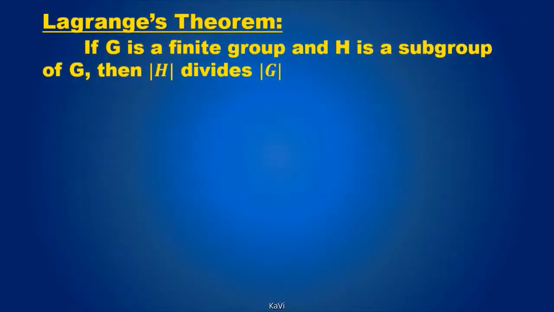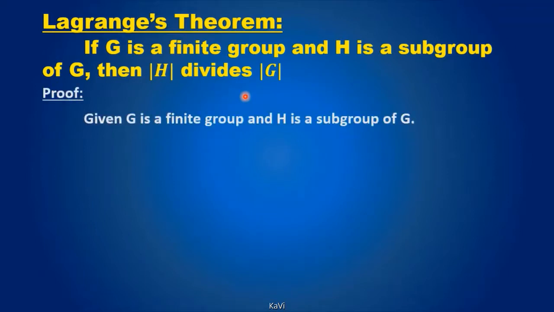Next we shall see Lagrange's theorem. If G is a finite group and H is a subgroup of G, then order of H divides order of G. Let us see the proof. So given G is a finite group and H is a subgroup of G. So obviously H is also finite.